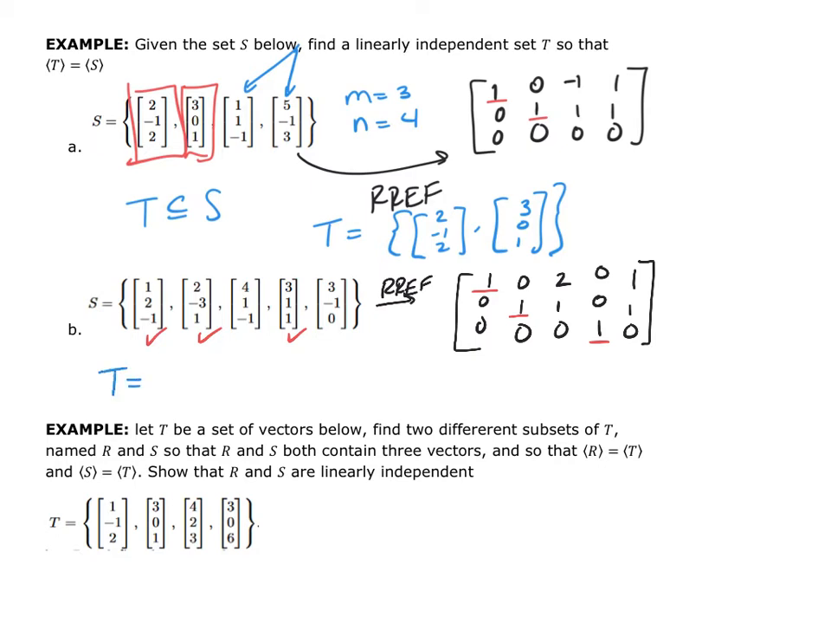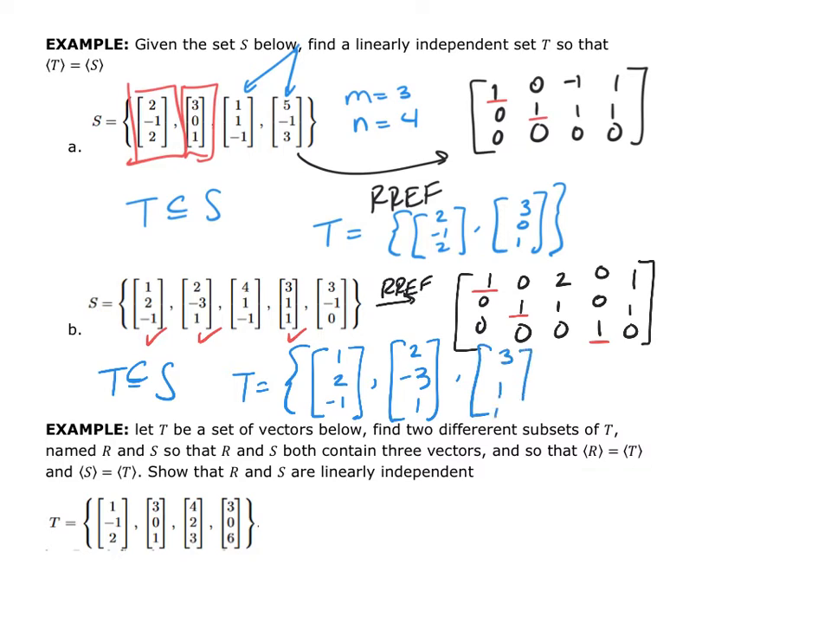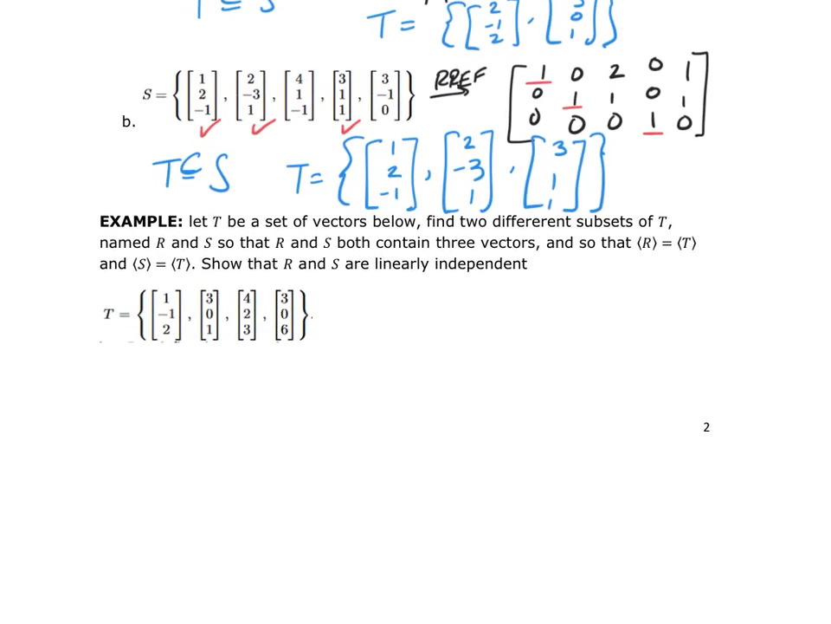So my T will be a subset of S, and my T will be the vectors (1, 2, -1), (2, -3, 1), and (3, 1, 1). Those are the three vectors I'm going to choose as my spanning set, which is a subset of S. T will span S.